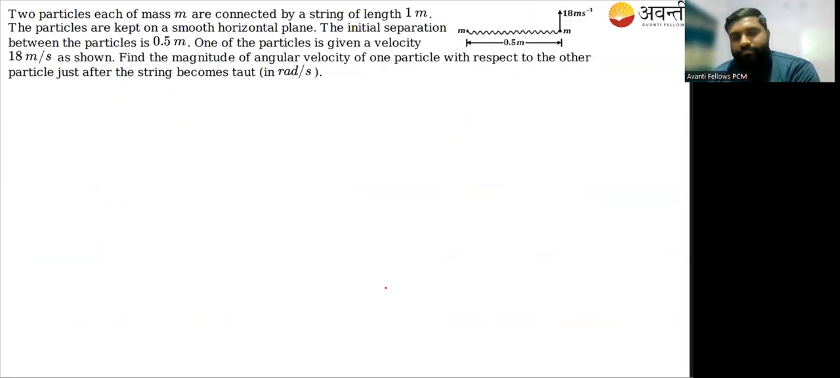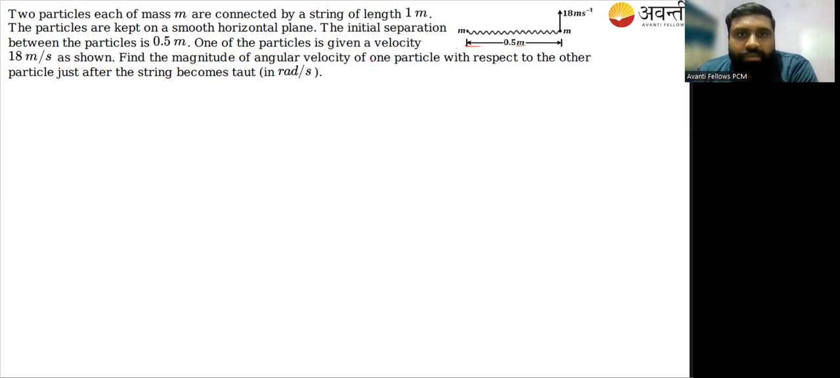Okay. Now, this one. So this will be the last question of this session. Two particles, each of mass m, are connected by a string of length 1 meter. But in the figure, if you see, the length is only 0.5 meter, because in this way the string is crumpled, not in a stretched position. The particles are kept on a smooth horizontal plane. The initial separation between the particles is 0.5 meter. One of the particles is given a velocity 18 meter per second as shown in the figure, in the vertical direction.